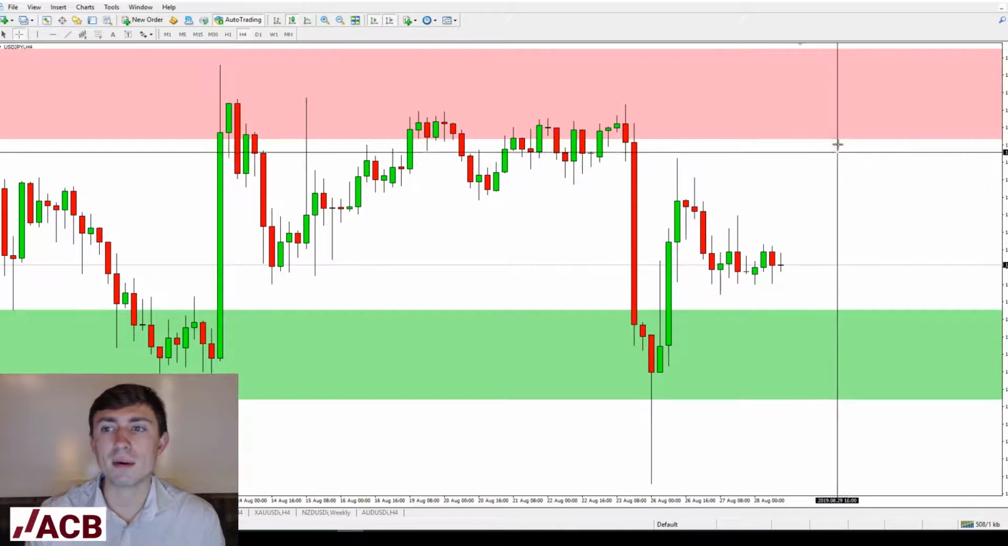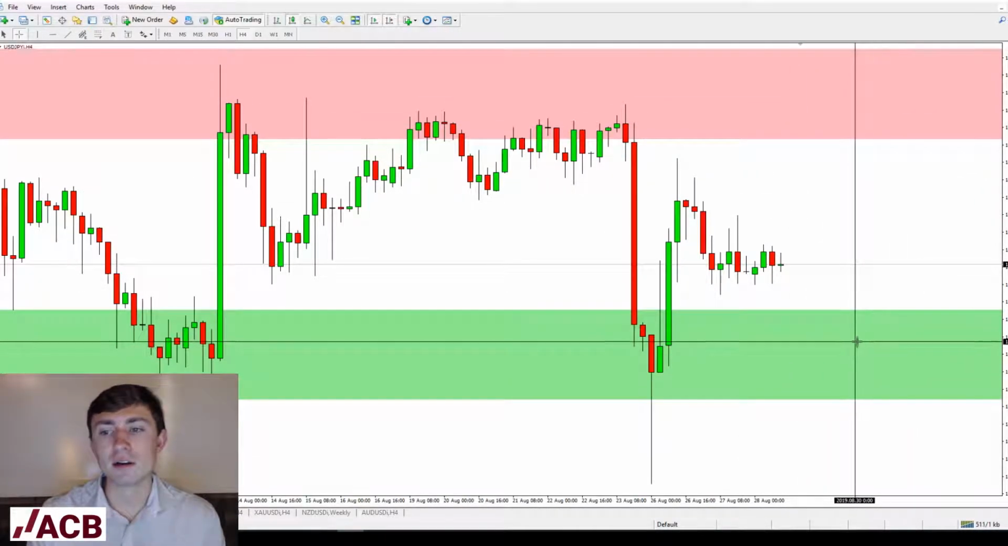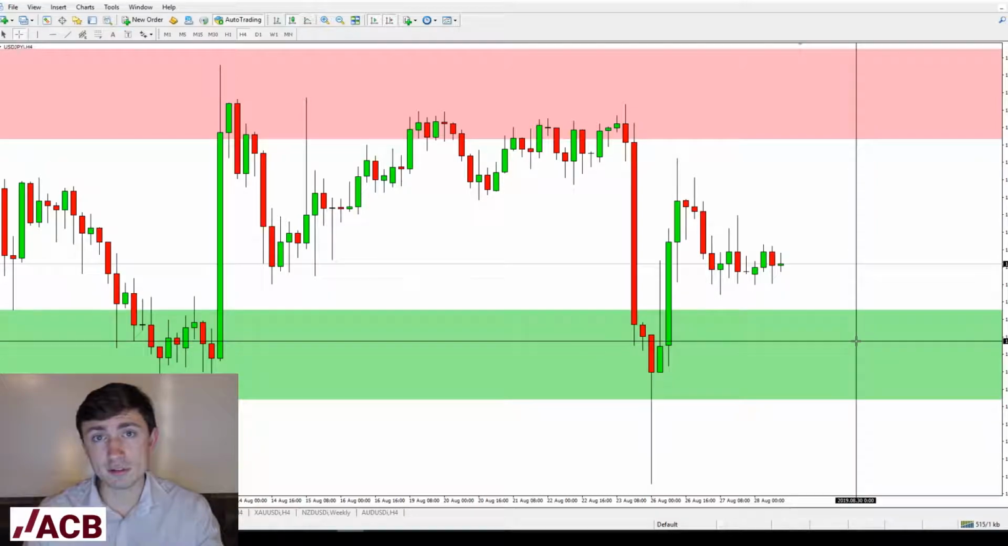So if price can come up into this area, I'd be looking for some potential shorts. And if price comes down into this area, we might find some opportunities to get long, as long as there's some sort of calculated entry with some sort of candlestick pattern or confirmation that you like, maybe a moving average, Fibonacci retracements, all of that good stuff can come into your resources as a trader.